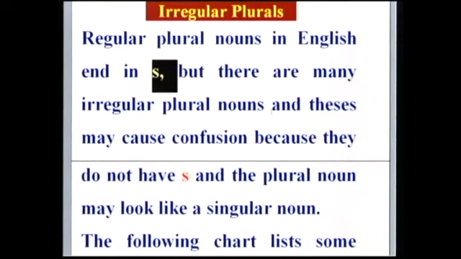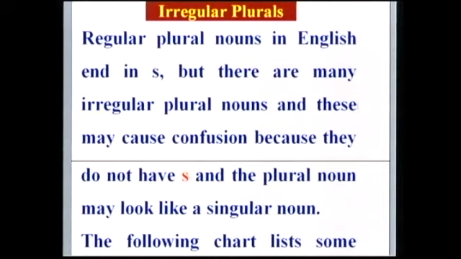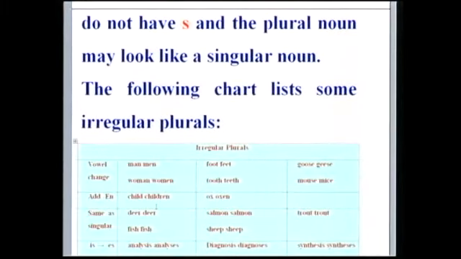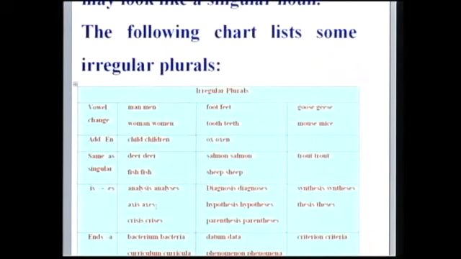But there are many irregular nouns, and these may cause confusion because they do not have S, and the plural noun may look like a singular noun. يعني أولا ما فيهمش S، غير كمان إن البلورال looks like a singular noun. The following chart lists some irregular plurals. Those are some irregular plurals. طيب.